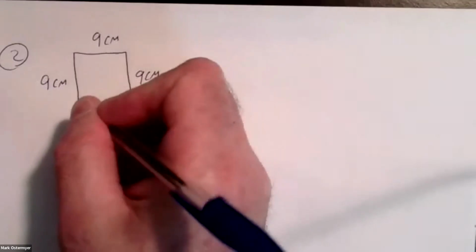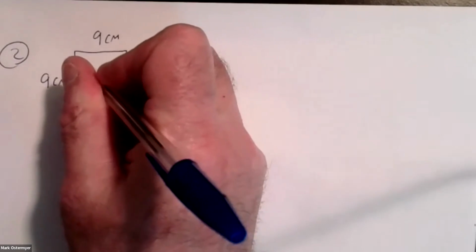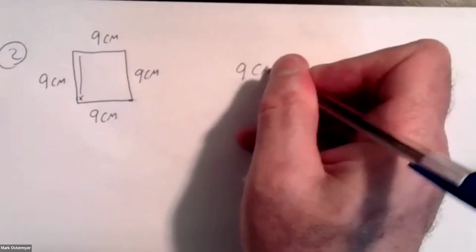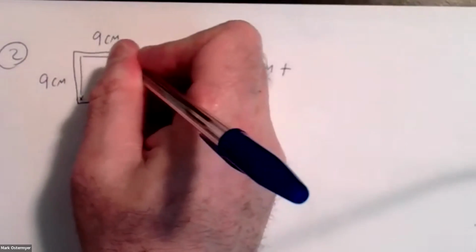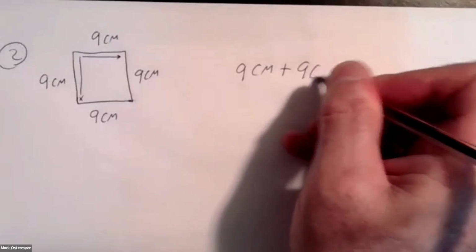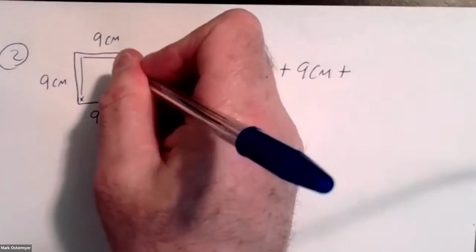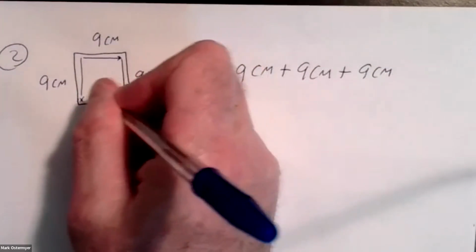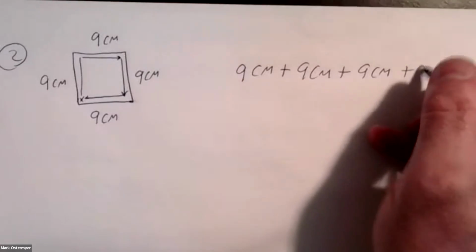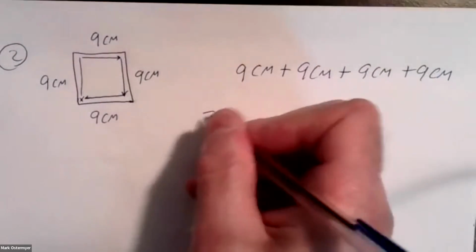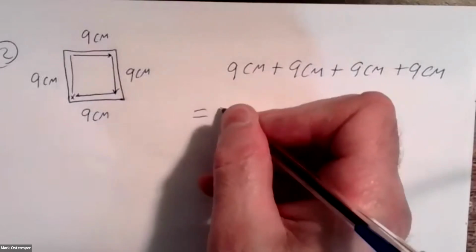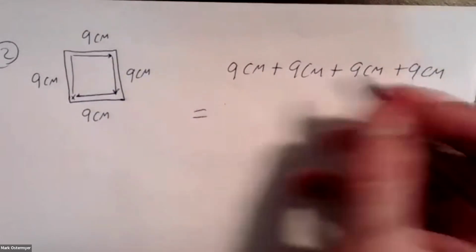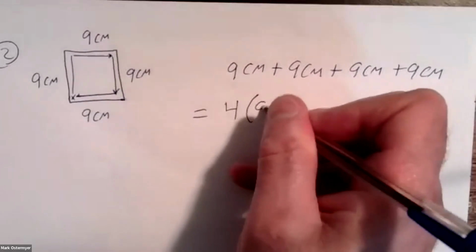So each side has a length of 9 centimeters. So if we start here, let's say, and we walk clockwise around this square, there's 9 centimeters plus another 9 centimeters plus another 9 centimeters, back to where we started, plus another 9 centimeters. Now, repeated addition is performed more conveniently by multiplication. So 9 added to itself 4 times is better known as 4 times 9.